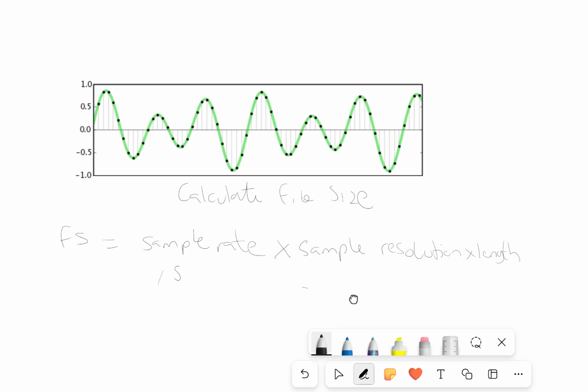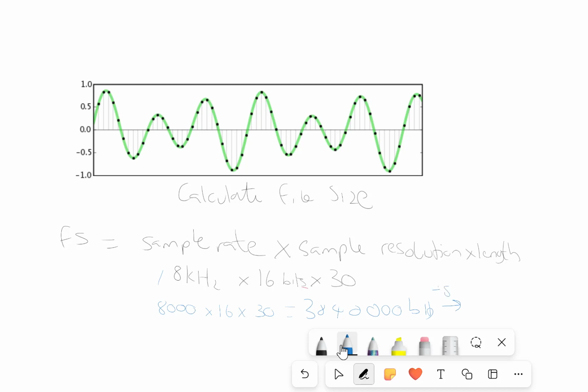So let's take a sample rate of 8 kilohertz multiplied by 16 bits multiplied by 30 seconds. All we have to do is turn the kilohertz into bits, so that'll be 8,000 multiplied by 16, because it's already in bits, multiplied by 30. That will give 384,000 bits. I think that's 4 zeros. Yep.